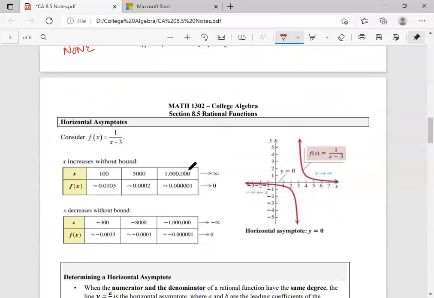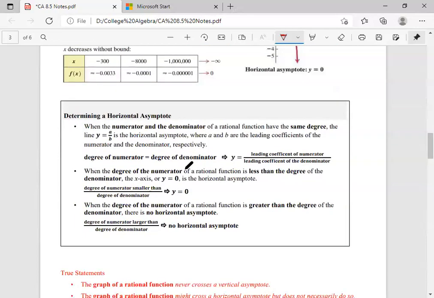So this kind of gives you an example. So this is talking about the horizontal asymptotes. So when the numerator and the denominator of a rational function have the same degree, then the line y equals a over b is a horizontal asymptote. Here is a visual example of that.